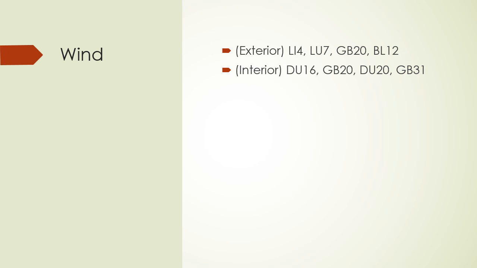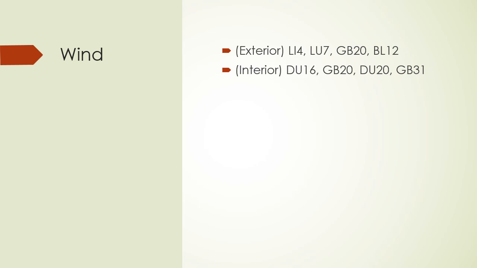So very commonly you'll see points like Li4 and lung 7 used together to release the exterior, regulate sweating. Also, in wind syndromes, you will see points that have the wind character in their name, like gallbladder 20, Feng Chi, which is wind pool, and bladder 12, Feng Men, which is the wind gate.